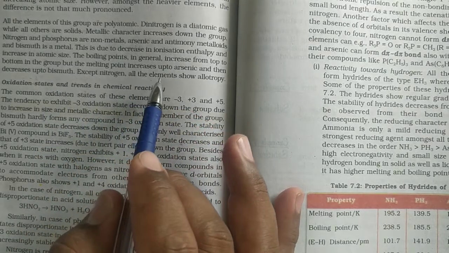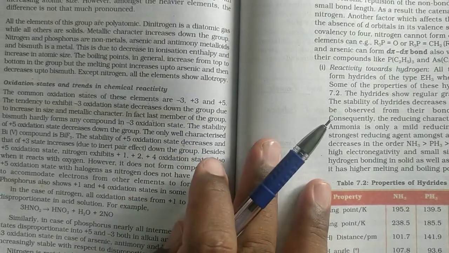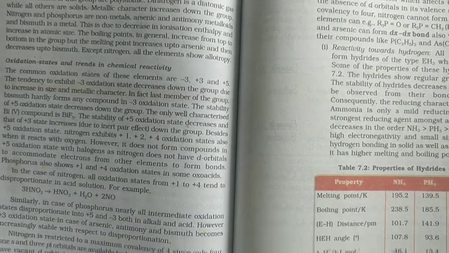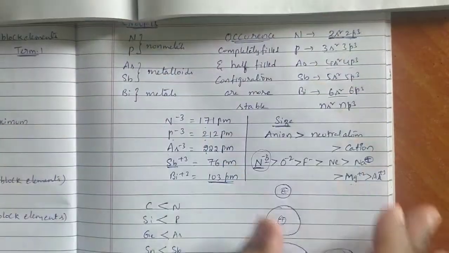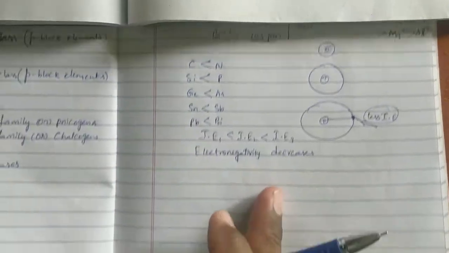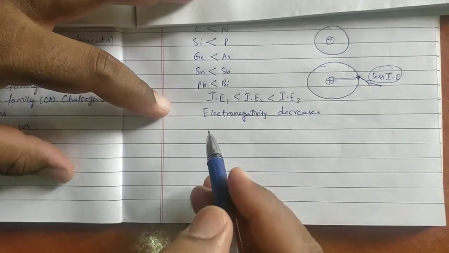Except nitrogen, all the elements show allotropy. What is meant by allotropy? The property of the element which exists in more than one form, contains the same atoms but differs in the arrangement of atoms.